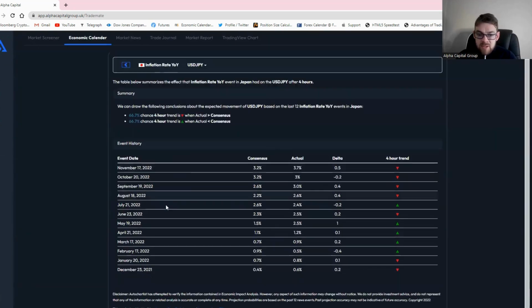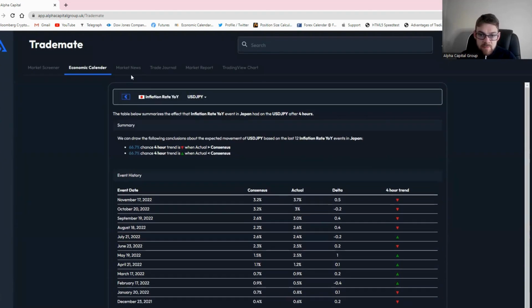Okay, so as we look at USD JPY, the effect on the movements in USD JPY in the face of Japanese inflation, right? So this obviously looks at the data for the last year or so, the consensus, the actual, and the deviation. So the delta is effectively whether it's an upside surprise or a downside surprise, okay? So naturally enough, it's able to determine the 4-hour trends in retrospect of the inflation data as well, all right? So that is the economic calendar.